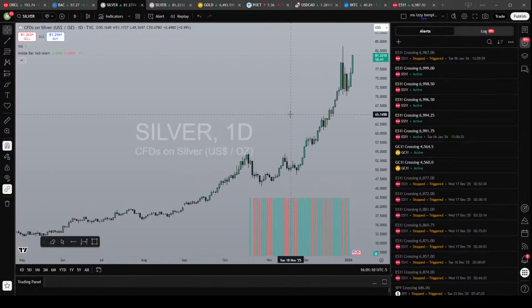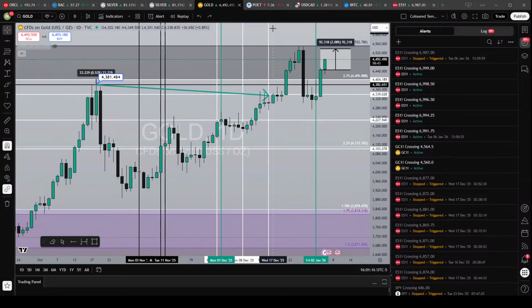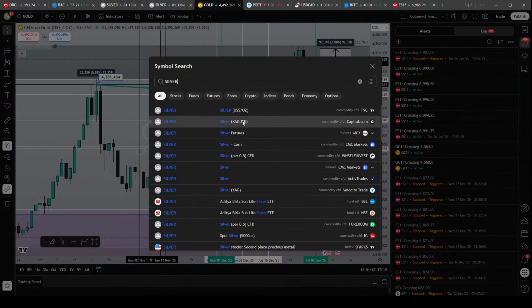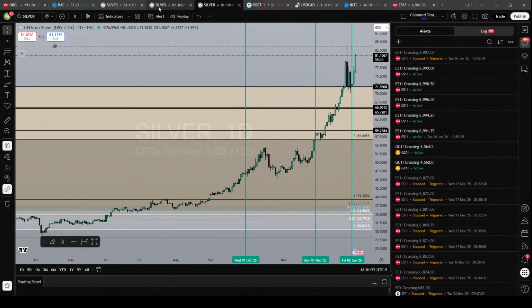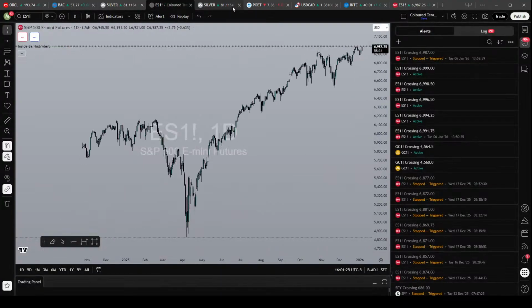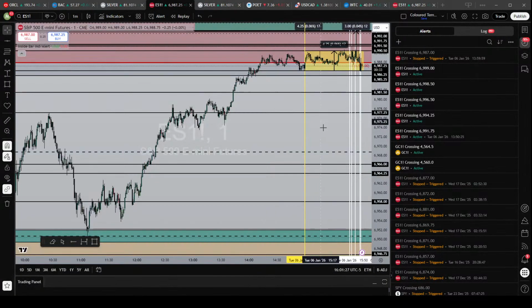I don't remember if it was on, maybe it might have been on this one. Yes. Who wanted to look at silver? Let me see if I can remember my increments on silver.